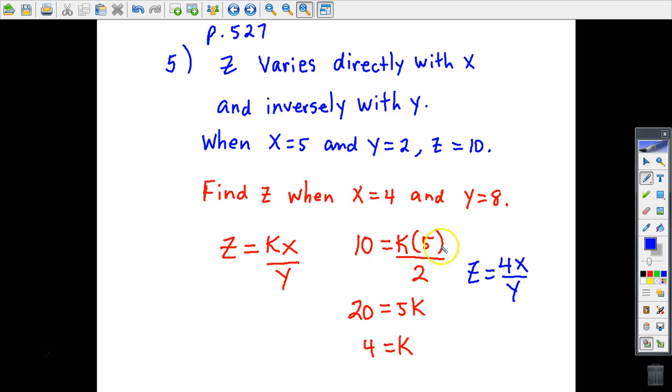Okay, so this would be my first answer. And now I'm going to use that function, this blue function that we just came up with, to find out what z would equal if we replaced x with 4 and y with 8. And hopefully you can see pretty easily 16 divided by 8 would be 2. So that would be considered the answer part B.